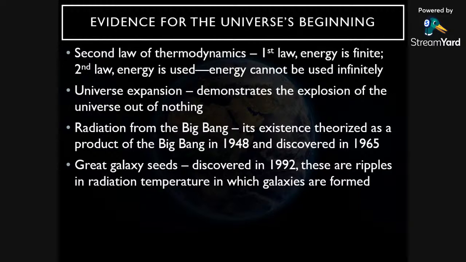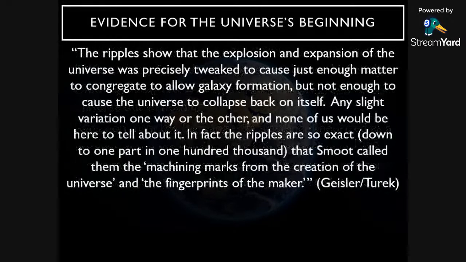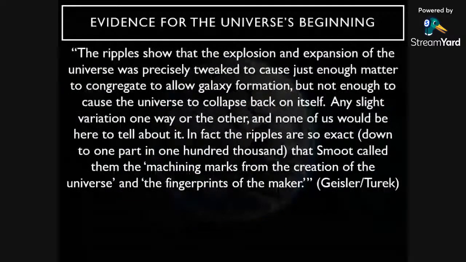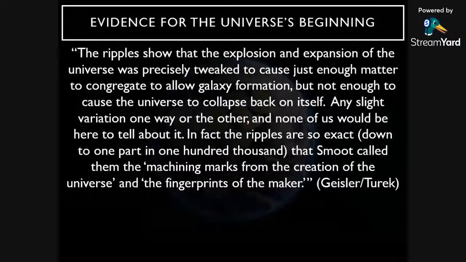These are ripples in that radiation temperature in which galaxies are formed. Now, here's where we step into just a little bit concerning the design, concerning the order in the existence of this world. Geisler and Turek say the ripples show that the explosion and expansion of the universe was precisely tweaked to cause just enough matter to congregate to allow galaxy formation, but not enough to cause the universe to collapse back on itself. Any slight variation one way or the other, and none of us would be here to tell about it.